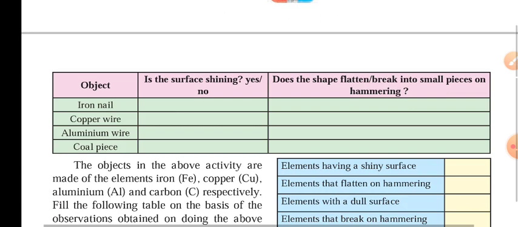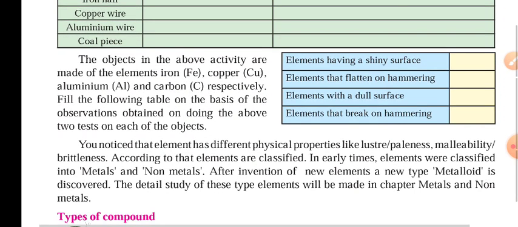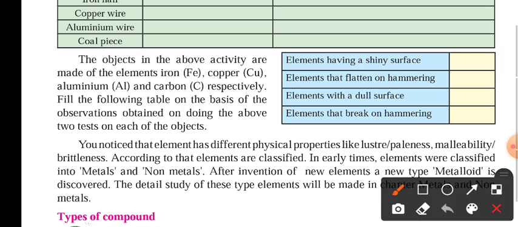On the basis of this, they have given a table that you can complete. Elements having a shiny surface are called metals. Elements that flatten on hammering are metals. Elements with a dull surface are non-metals. Elements that break on hammering are non-metals. So these two are the non-metals and these two are the metals.